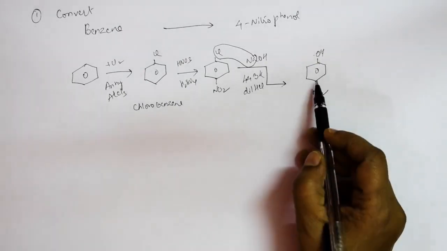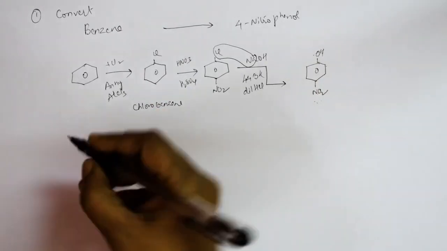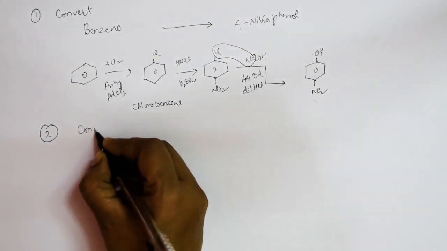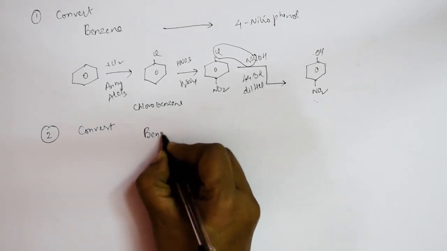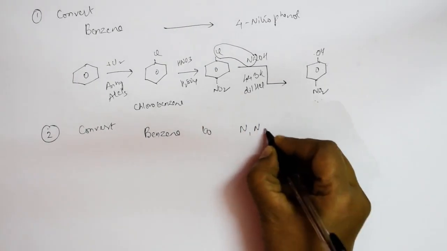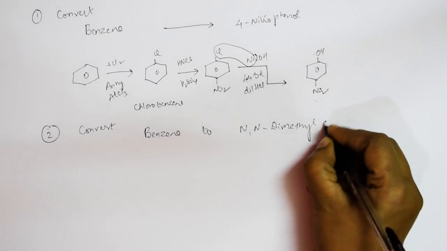Simple. You have to remember what to get, and to get this, what should I add, step by step. Okay, let us go back and do the next one. What did they give me? Here I have to convert the next type, benzene. I need to convert benzene to N,N-dimethylaniline. This is what they've asked me.